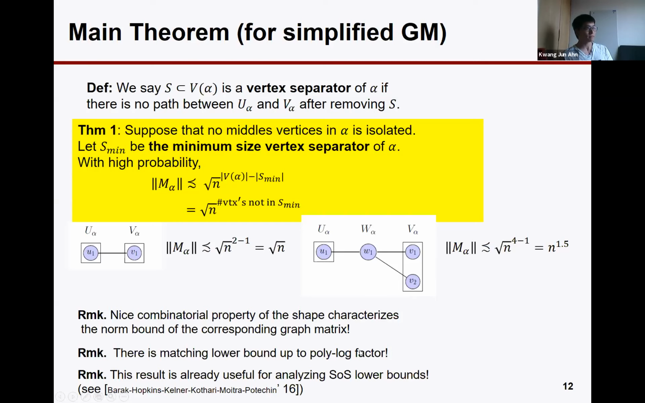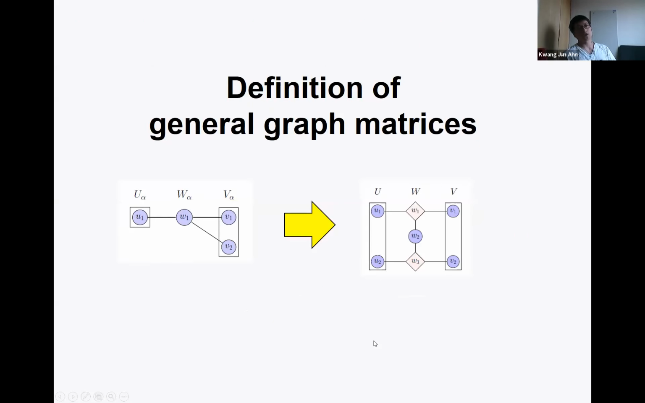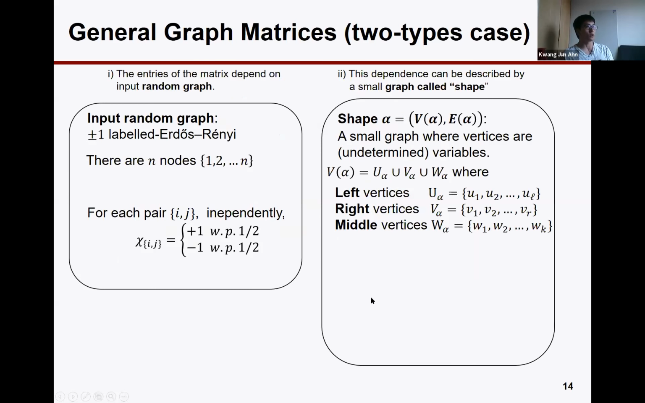Okay, but so far we have considered a simplified setting. To be able to consider a motivating example, we need to generalize this definition a little bit so that we can have diamond vertices in the middle. So that's what I'm going to do in this slide. Actually there is a more general definition in our paper, but for the purpose of the talk, I'll just consider two types of vertices.